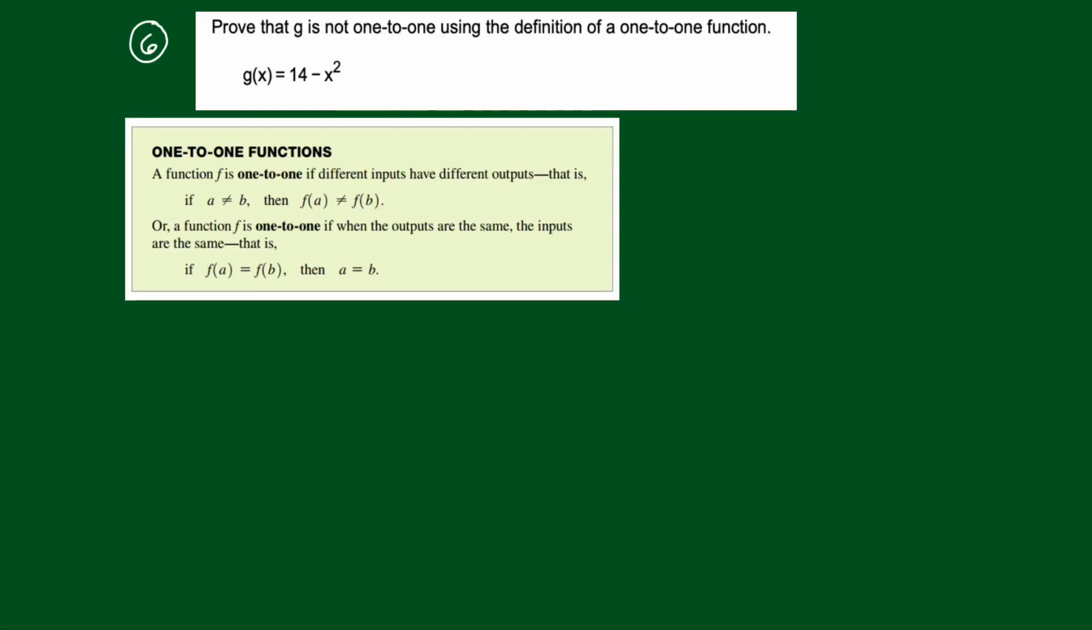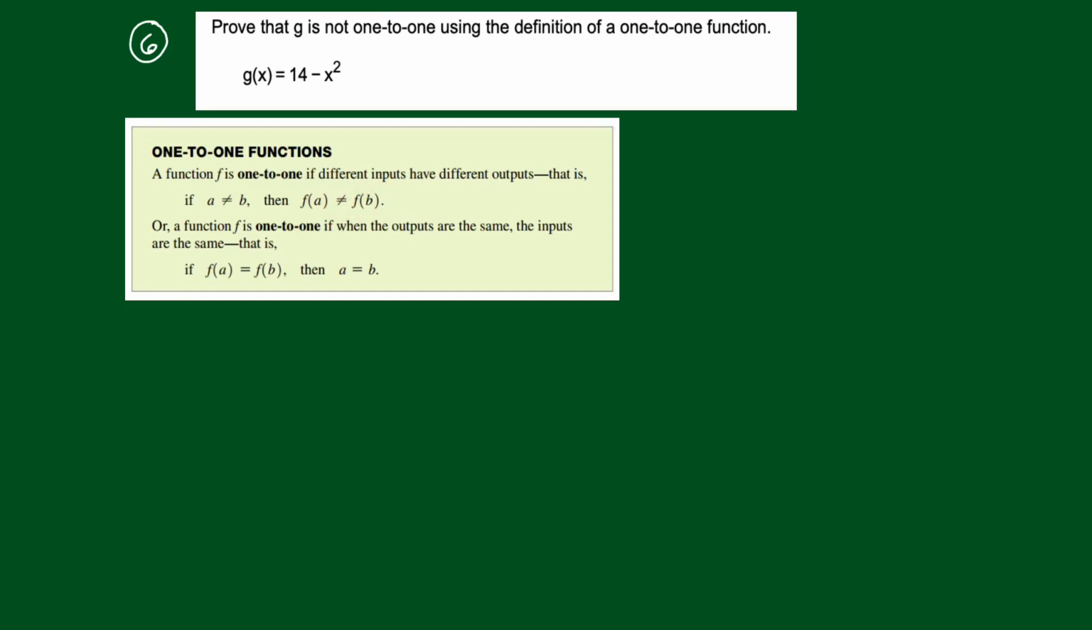Now, number 6, what I want to do is prove that this function g is not one-to-one, but I want to use the definition. I'm just going to go down to this part right here. It says if two outputs are equal, then the inputs have to be the same, which means that if I pick the same inputs, I have to get the same outputs. Or the top part says that if I pick different inputs, then I get different outputs.